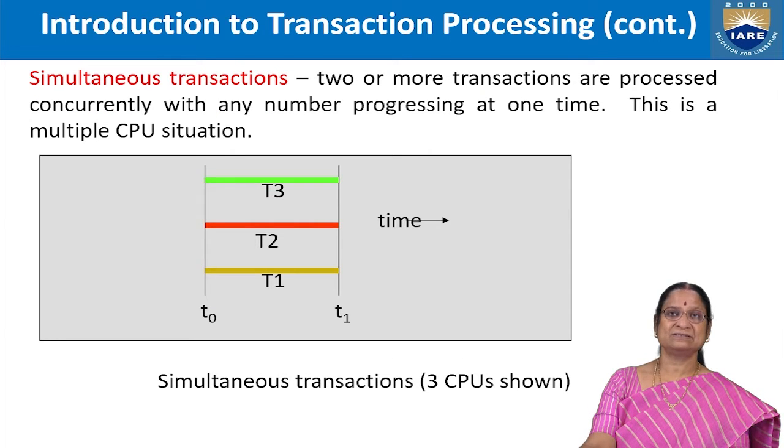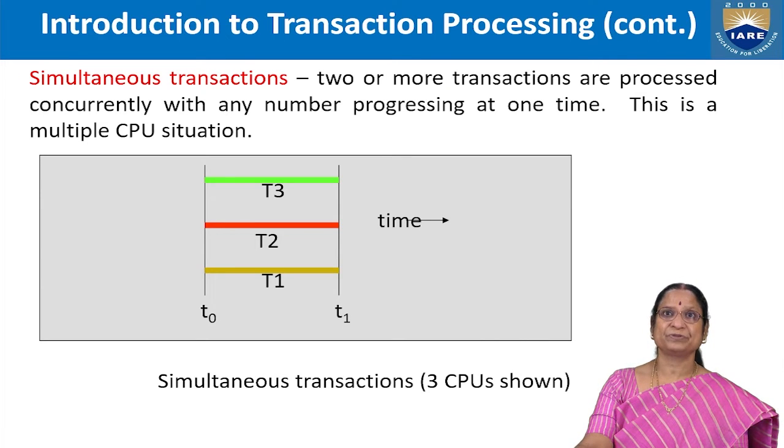The third kind of transactions are simultaneous transactions. Two or more transactions are processed concurrently, with any number of transactions progressing. That is, it will have multiple CPUs. Each CPU will take some transaction.